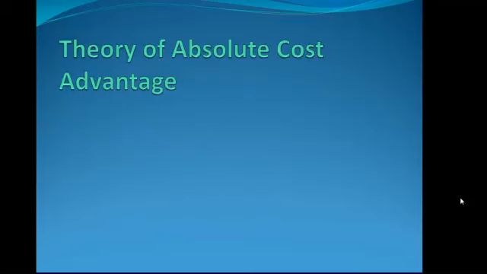Adam Smith in 1776 used this theory of absolute cost advantage to justify international trade. A country should export a commodity that can be produced at a lower cost than any nation, and vice versa for import. I repeat, he said a country should export a commodity that can be produced at a lower cost than any nation, and vice versa for import.